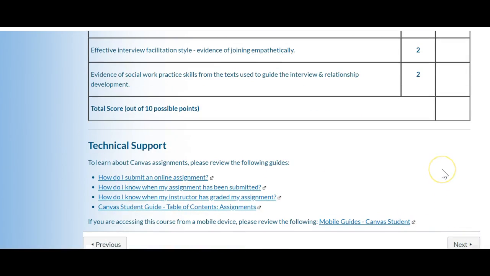Please reach out to me if you have any questions or concerns about this, or if you run into any challenges.